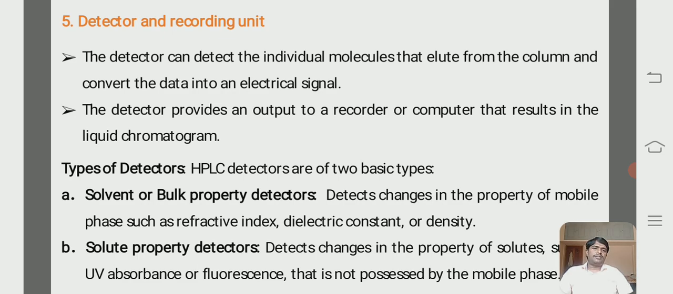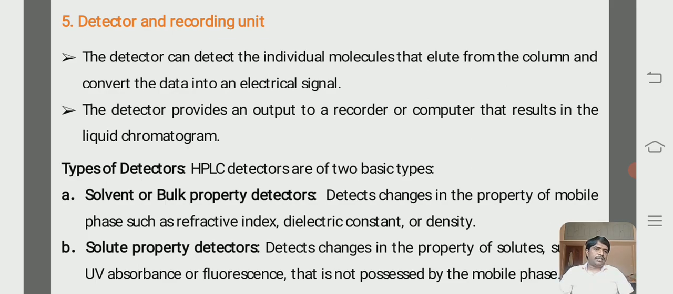Types of detectors. Here detectors are mainly of two types. One is solvent or bulk property detectors and another one is solute property detectors. Let us see one by one. What is the solvent or bulk property detector? Solvent or bulk property detectors detect changes in the property of a mobile phase such as refractive index, dielectric constant or density.